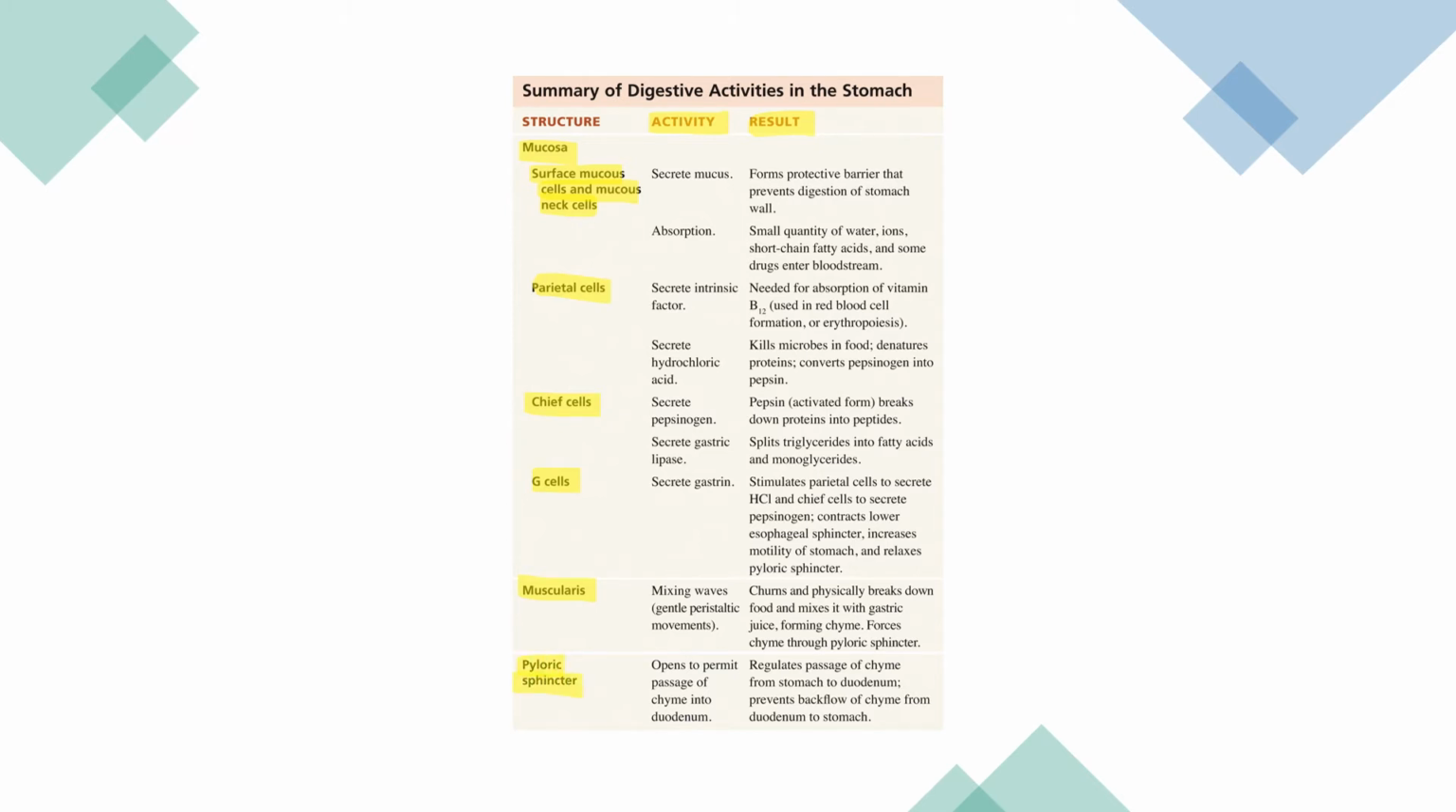Now, this pyloric sphincter is a ring of muscle that serves to close the opening of the stomach to the small intestine. So it's going to open to allow the passage of chyme from the stomach into the small intestine, the duodenum.